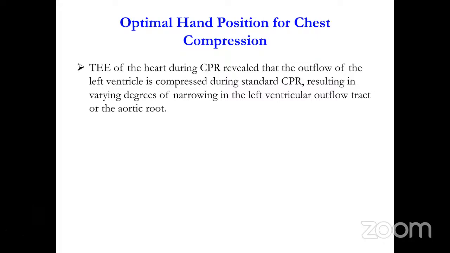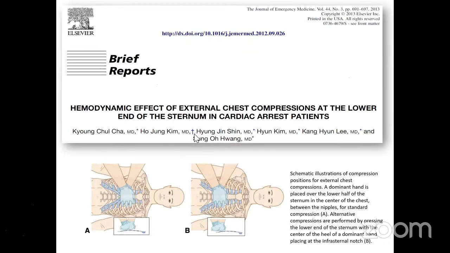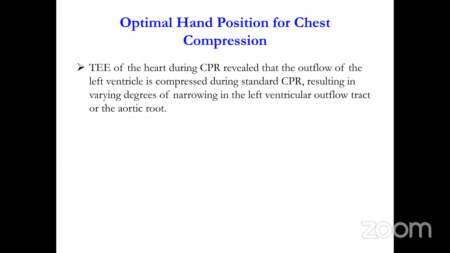There was another study in which they used transesophageal echocardiography, and again they found that during CPR, the outflow of the left ventricle is compressed during standard CPR when the internipple line is used. So not only was it CT image based, but also during the resuscitative efforts, when they used transesophageal echocardiography, they found that the compression was probably on the left ventricular outflow tract or the aortic root rather than the left ventricle.